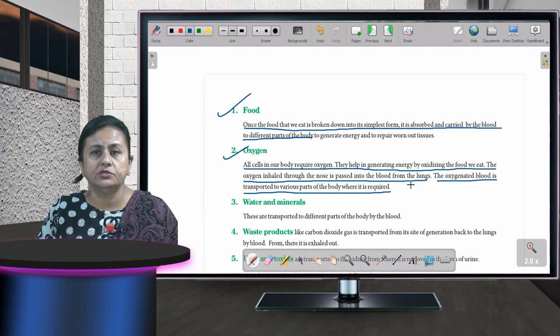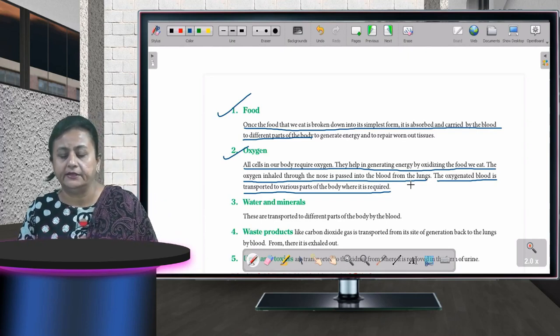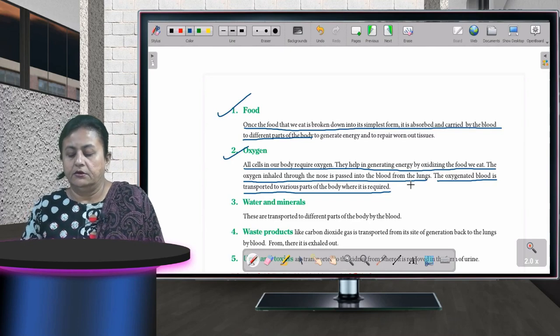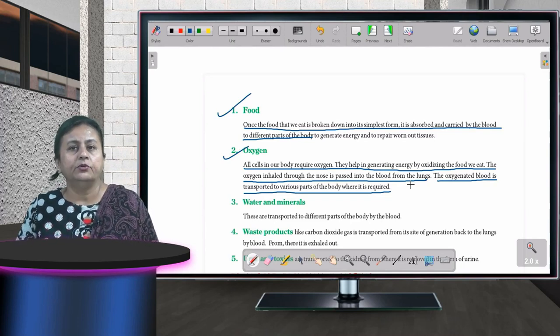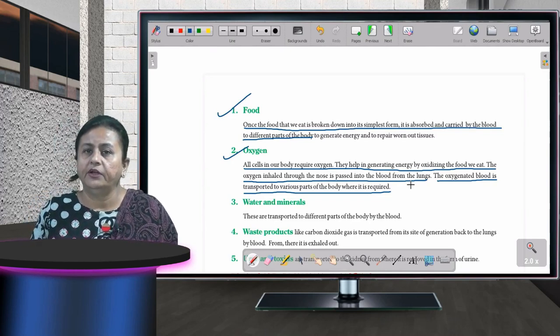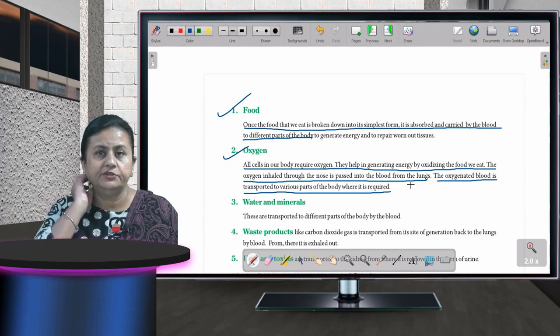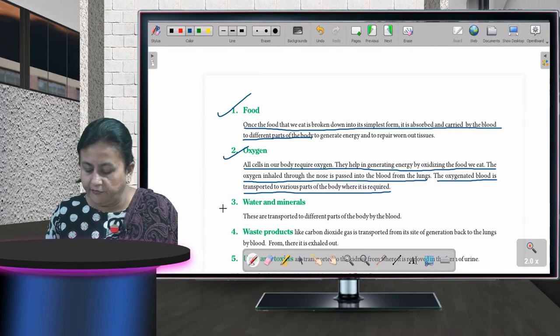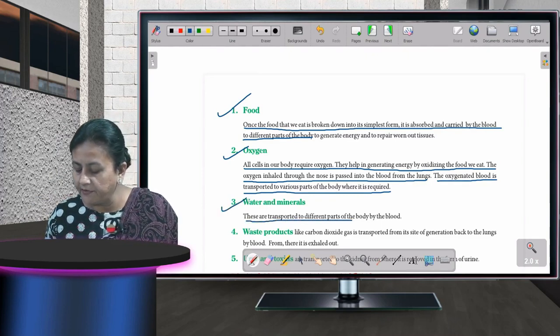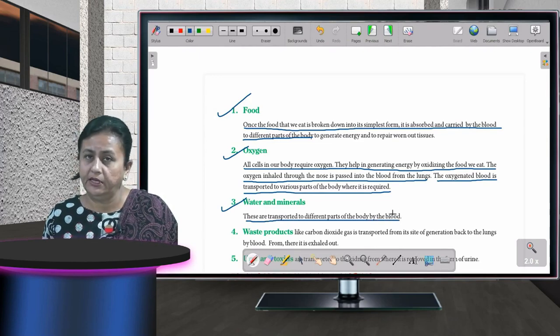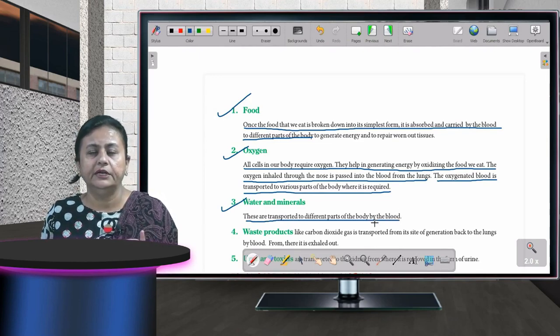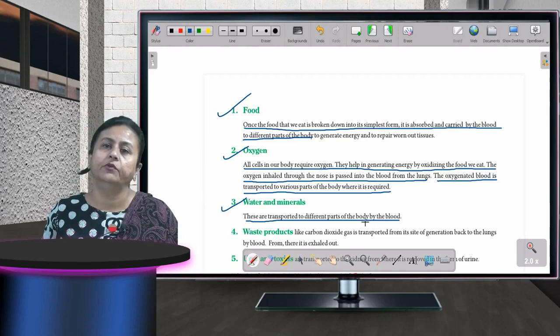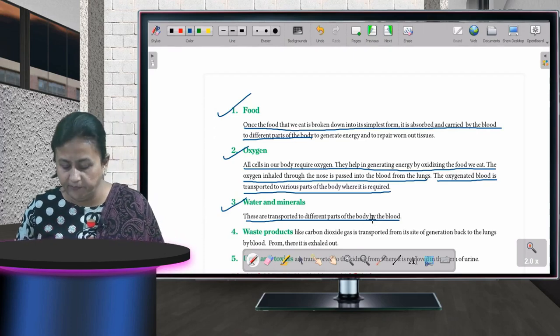The oxygenated blood is carried to all the parts of the body, and whatever amount of energy or whatever thing is required, the blood does that. Okay. Then the third one is water and minerals. These are transported to different parts of the body by the blood. Okay. Blood is carrying food, it is carrying oxygen, it is carrying water and minerals, which are required by a body.